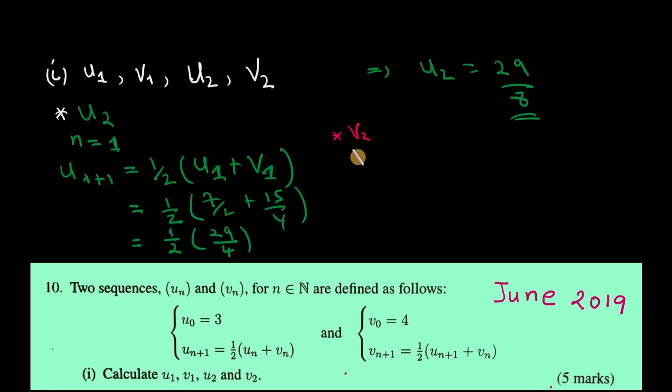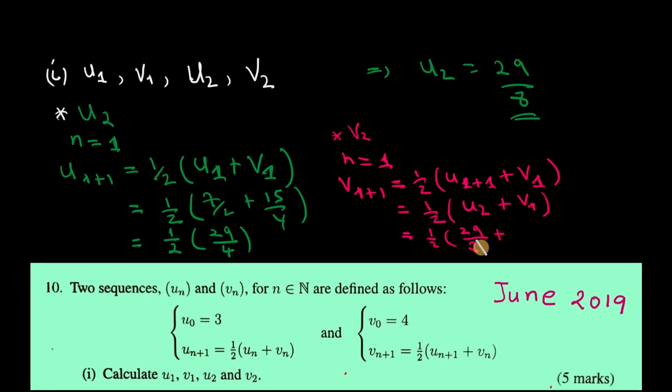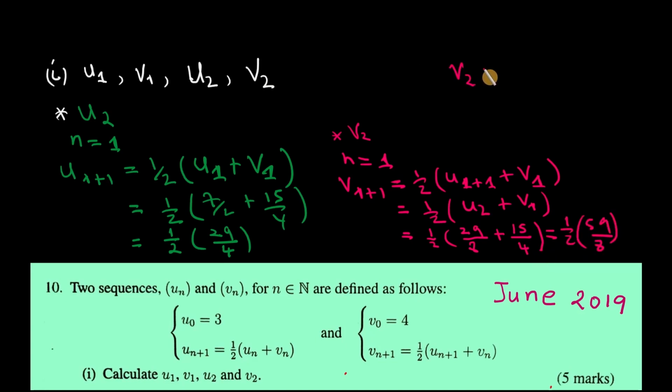To calculate v2, we need to set n equals 1. From this formula, v1 plus 1 is equal to half into u1 plus 1 plus v1, which is equal to half into u2 plus v1, which is equal to half into 29 over 8 plus 15 over 4. Since u2 is 29 over 8 and v1 was 15 over 4, that is half into 59 over 8, giving v2 to be equal to 59 over 16.